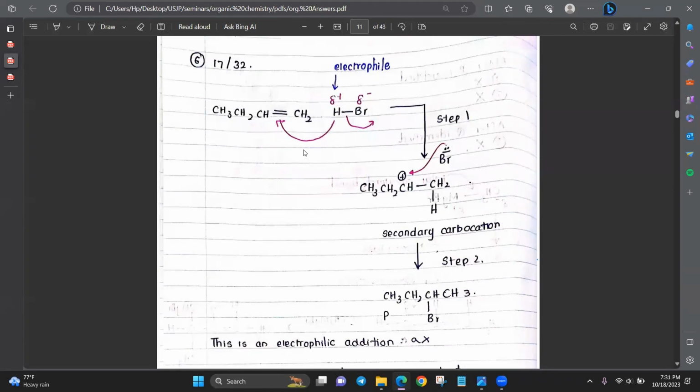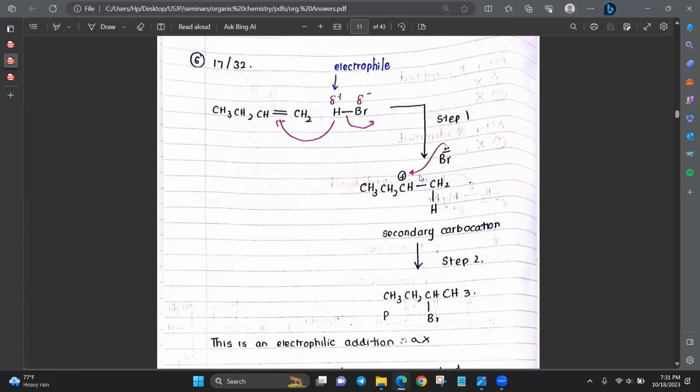polar molecule, it has a dipole. So delta plus will be the hydrogen, delta minus will be the bromine. So what is the electrophile here? H plus is the electrophile. In the presence of HBr, this alkene's double bond is the electron-rich part. So this electrophile will attack directly to this double bond. In the presence of the alkene, this will get polarized into delta plus, delta minus, and this delta plus will attack the double bond. Then this Br minus will leave.